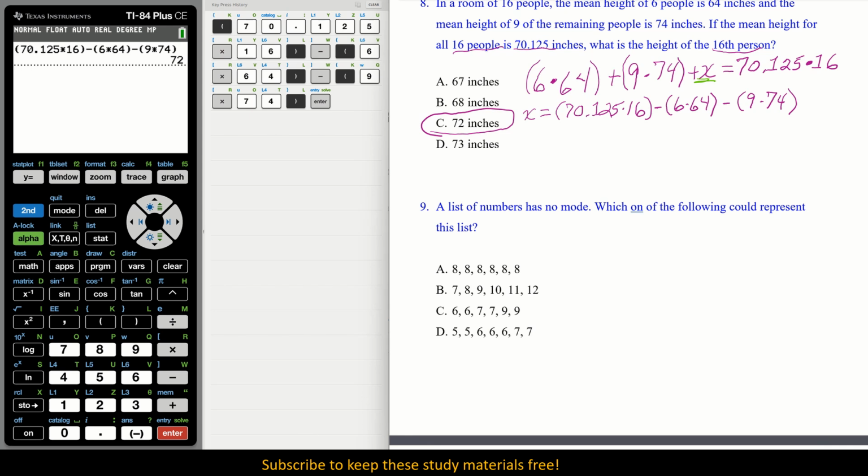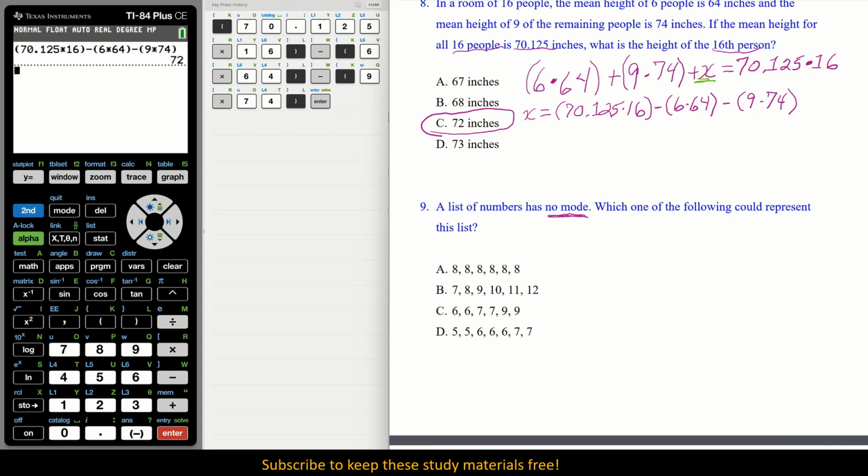Which one, a little typo there, bear with me here, and we'll fix it. There we go. Which one of the following could represent the list? No mode. Well, this kind of question, I really think you would have something like this embedded in a more detailed question trying to get somewhere else, okay?